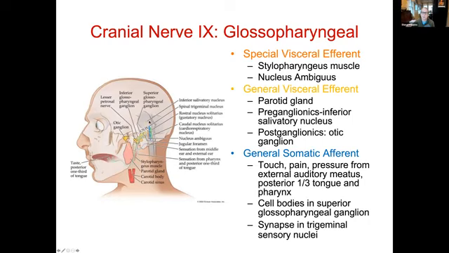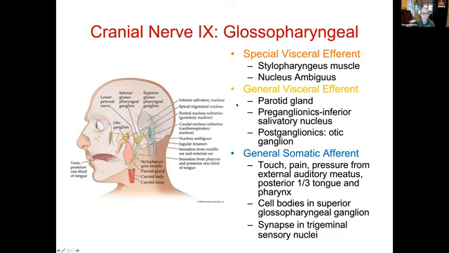Remember, we saw a salivatory nucleus associated with cranial nerve 7. This is a different salivatory nucleus, also located in the pons though. And then those fibers leave with cranial nerve 9. Remember, cranial nerve 9 exits the skull through the jugular foramen. So outside the skull, there will be a ganglion associated with that nerve.